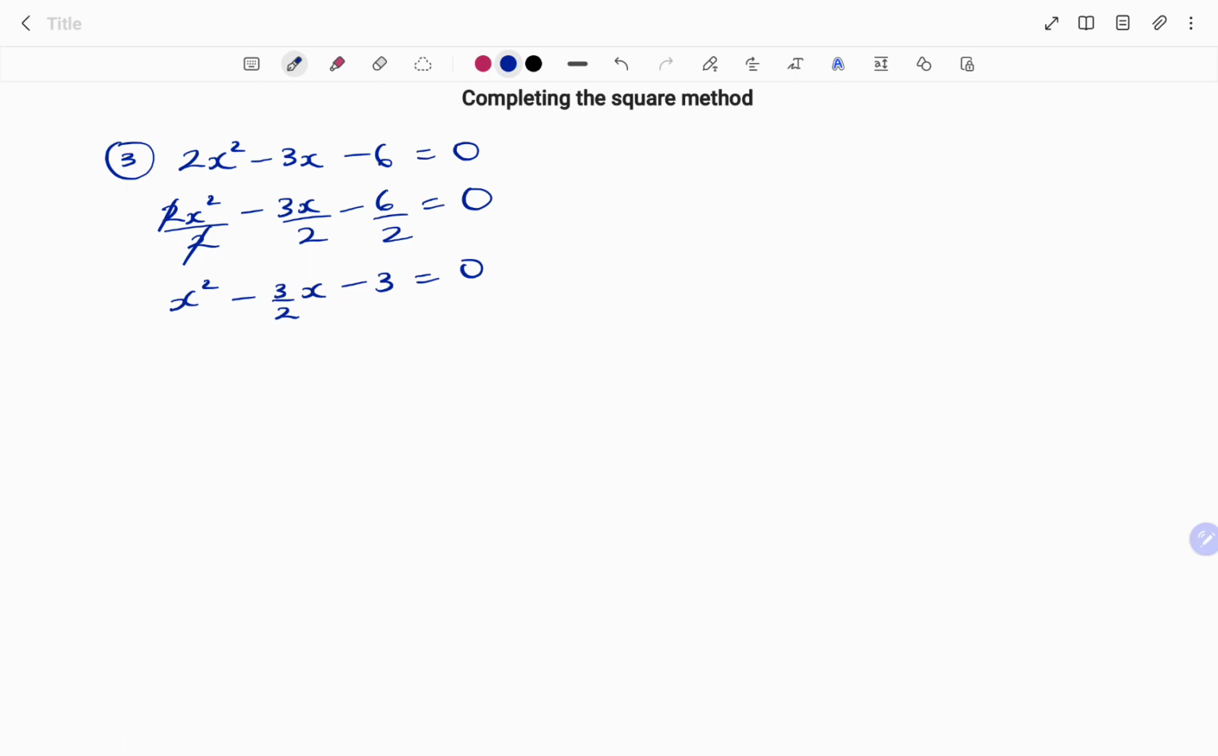The next step is to take the constant to the other side. The constant here is 3, and because it's negative 3 on the left hand side, if it goes to the other side, it becomes a positive 3.